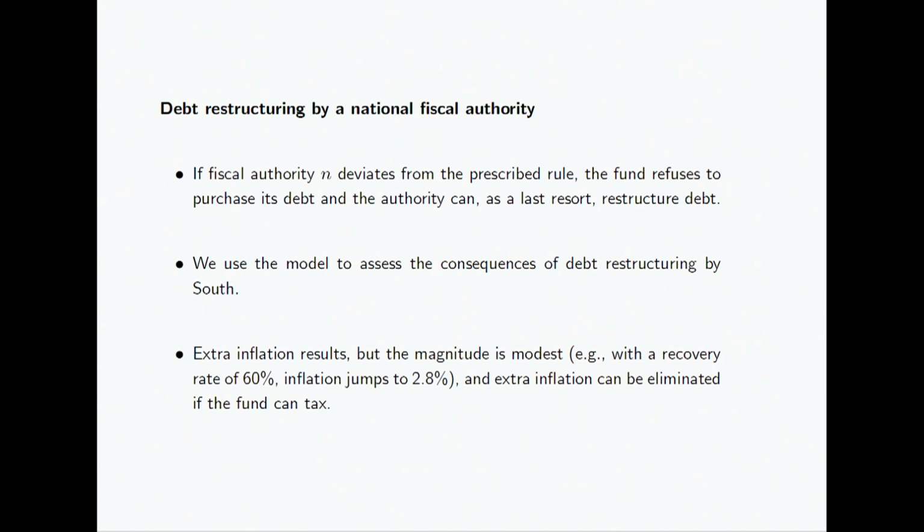Now, we can use the model to assess the effects of debt restructuring, and we pick South as one of the two countries in the model that restructure its debt. The main effect of debt restructuring in the model is that the stream of real resources that are flowing to the fund decreases, okay, if there is debt restructuring. And what happens is there's extra inflation. And we can compute how much extra inflation there is. We find that for reasonable specifications, the magnitude of extra inflation is quite modest. So for example, with a recovery rate of 60%, inflation jumps to 2.8% at an annual rate.